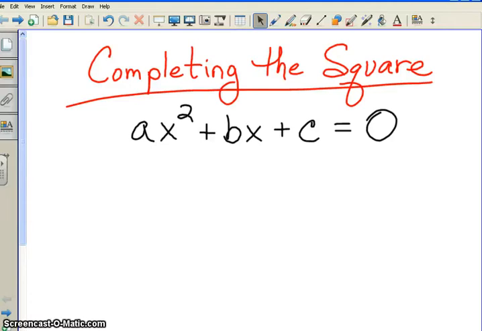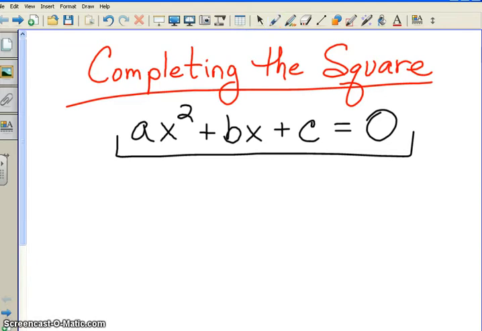So far, we've learned three ways to solve a quadratic equation. We can graph and see where the parabola hits the x-axis, or we can do factoring in Mr. Squiggly, or we can do the quadratic formula to find the zeros. In all three of those methods, we need our quadratic equation set up like this: ax squared plus bx plus c, a constant, equals 0.